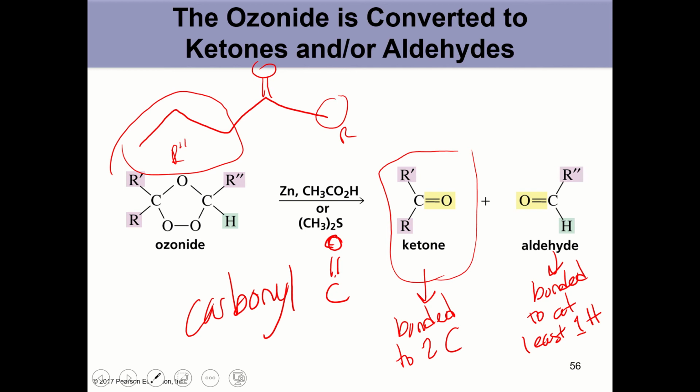But ozonolysis will yield a ketone if the pi carbon, what we call the vinyl carbon, the sp2 carbon of the alkene, is bonded to 2 carbons, then we get a ketone. If the sp2 carbon of the alkene is bonded to only 1 other carbon, then we produce an aldehyde.